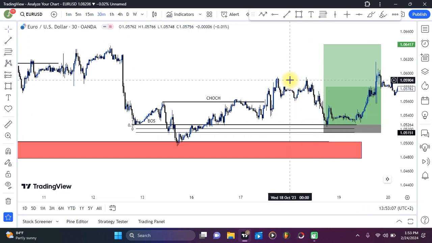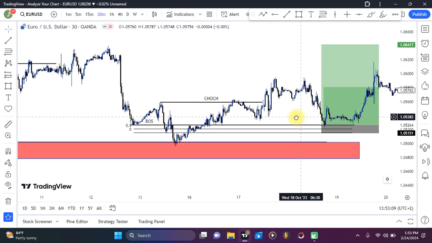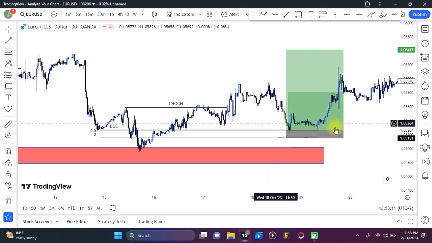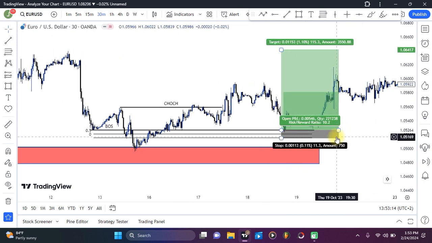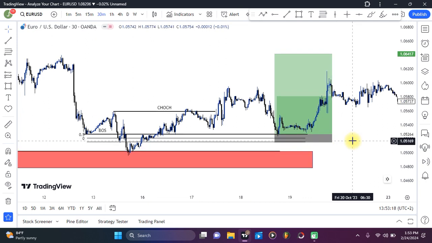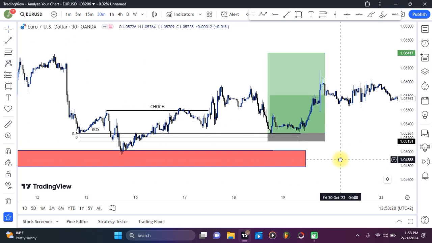As you can see, this is a beautiful 1:10.2. So this increased our risk reward ratio, and it reduced the number of pips we're going to lose on this trade if it ever went against us. Now let's go ahead and look for another example.